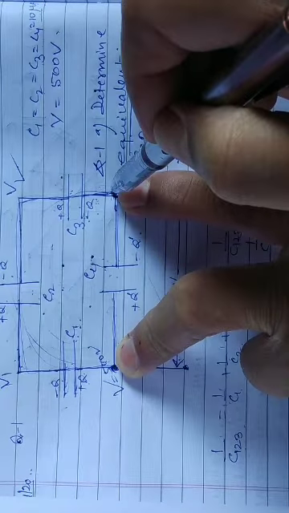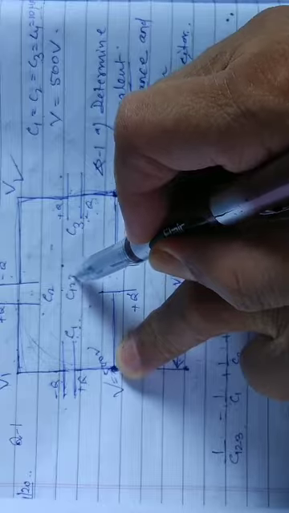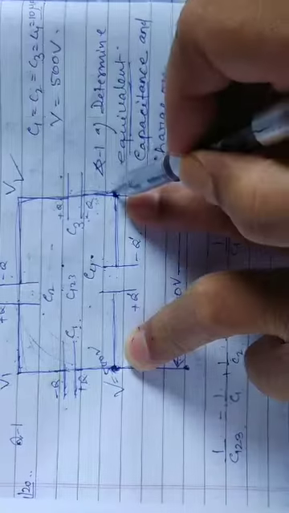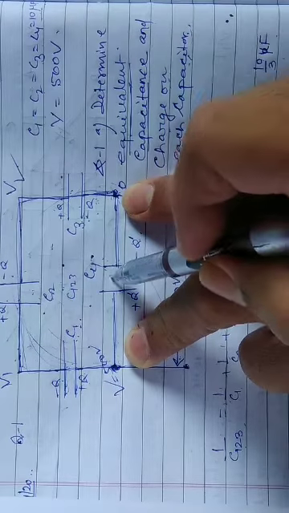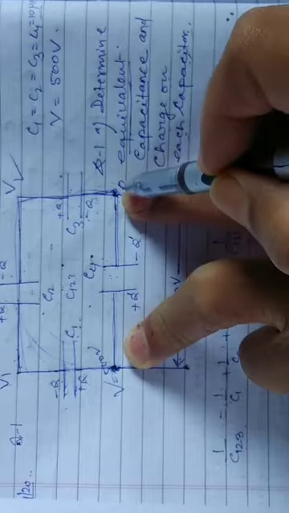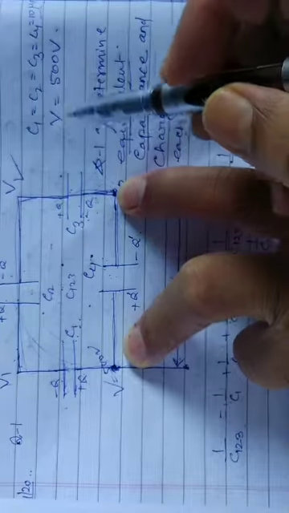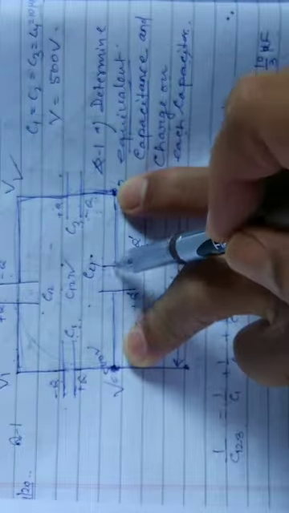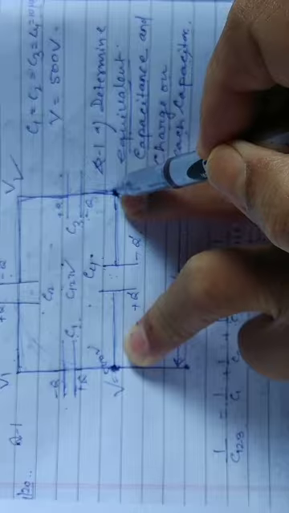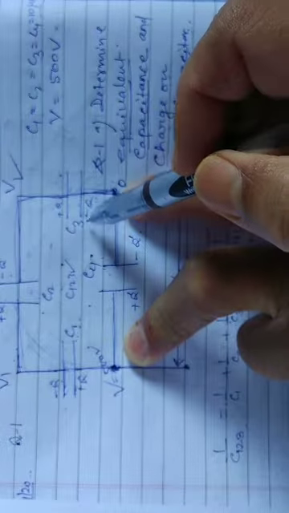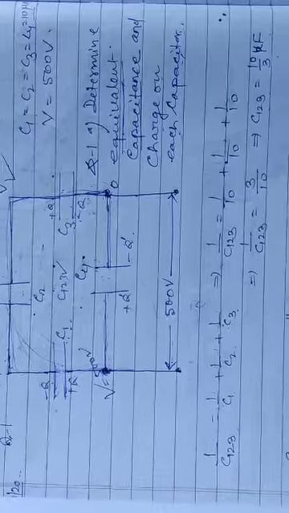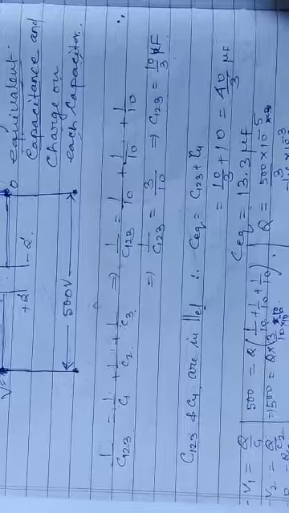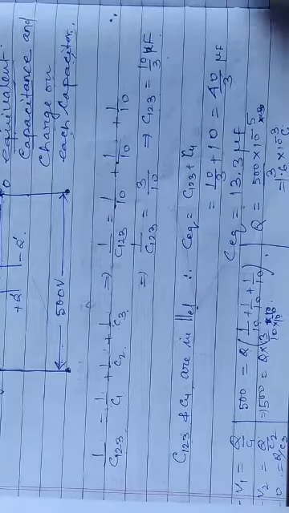Their equivalent, C1 to 3, has one end at this end and the other end at this end. Similarly, one end of C4 is at this end and the other at this end. So the equivalent of these three, that is C1, 2, 3, and C4 are connected between these two common points. So they are in parallel. Using this concept, we can find out the equivalent capacitance of the network, which will come out to be 40 by 3 microfarad.